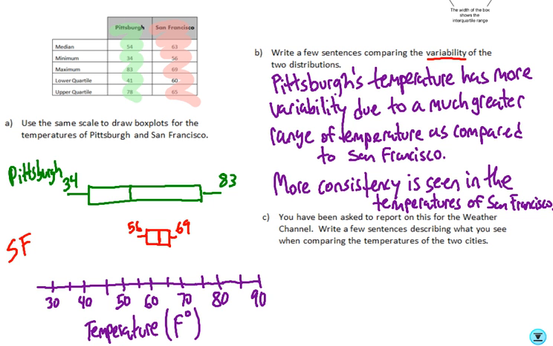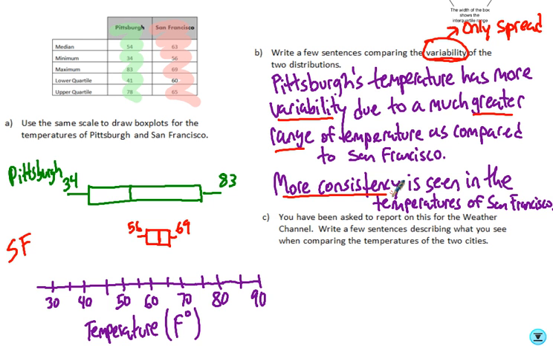Variability, what we're talking about there is we're only talking about the spread. They're not asking about outliers or which one had the higher median temperature. When they say variability, they just want you to talk about the spread. They want you to talk about the idea of there being more variability due to that greater range. Or we could flip it around and say more consistency, which is seen in San Francisco.